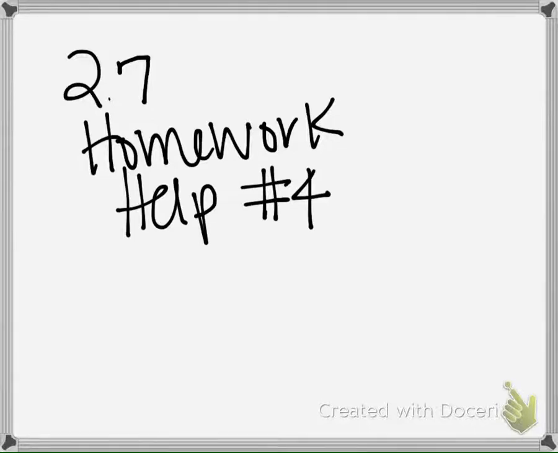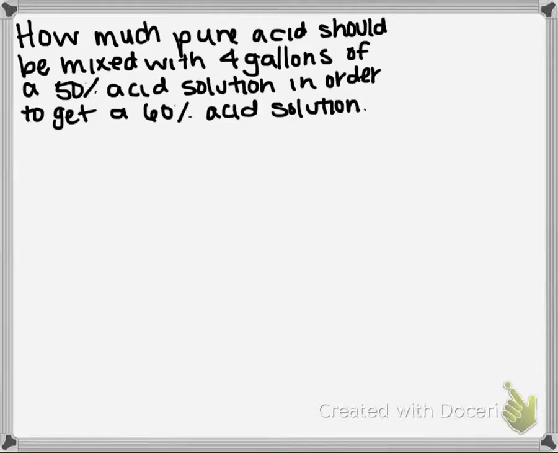This video lesson will help you with question number 4 from section 2.7. How much pure acid should be mixed with 4 gallons of a 50% acid solution in order to get a 60% acid solution? So let's draw a picture to help us see what's going on here.